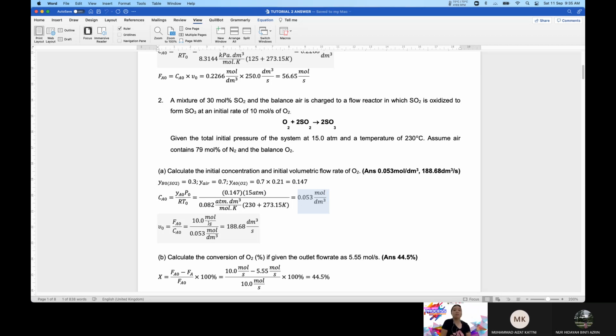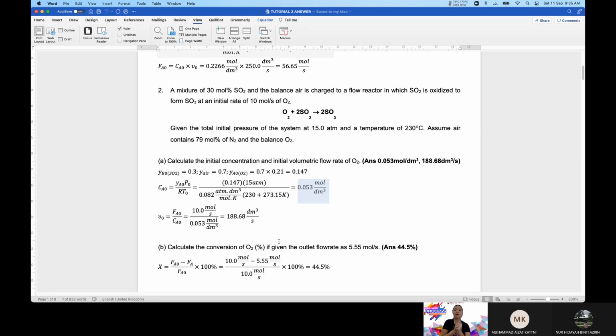For volumetric flow rate, of course its dimension is volume per time. So if you get volume per time, in this example dm cube per second, most likely your calculation is correct. So the answer is 188.68 dm cube per second. So done with question number 2. So let us go to question number B.